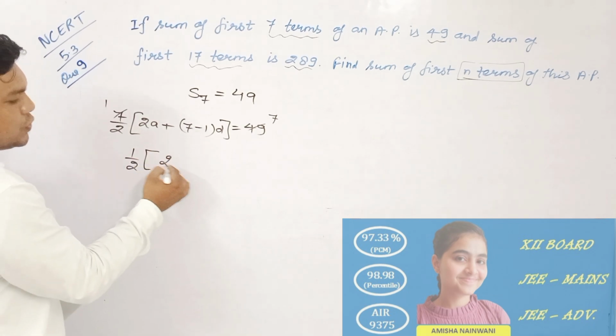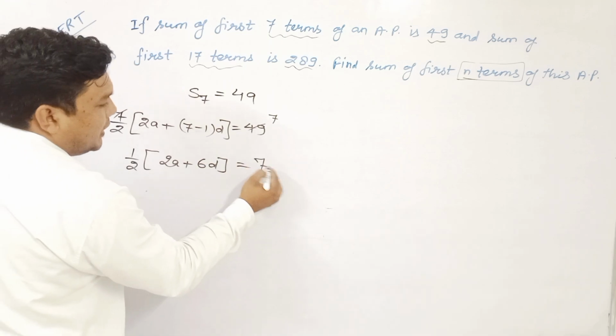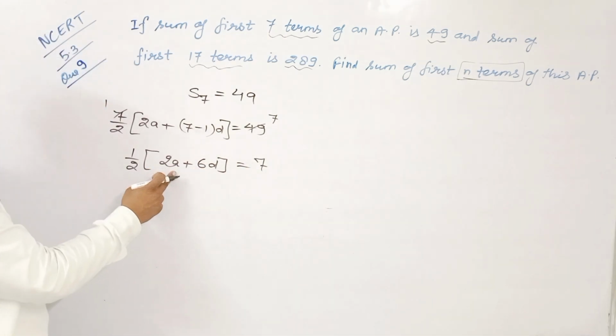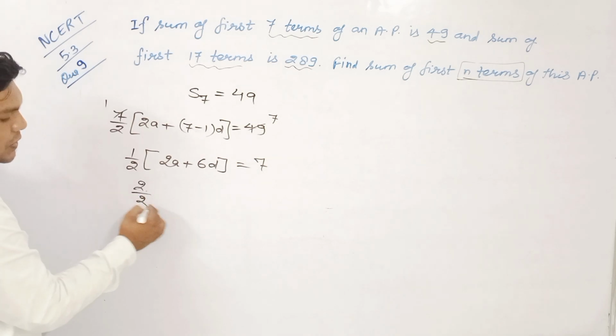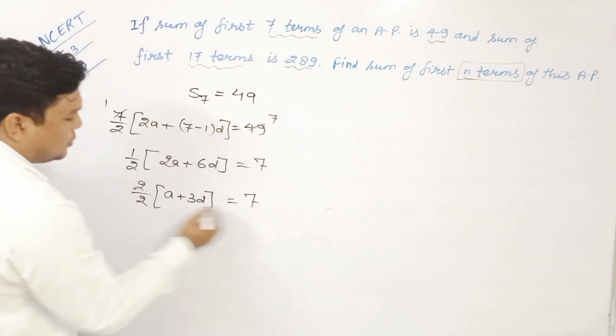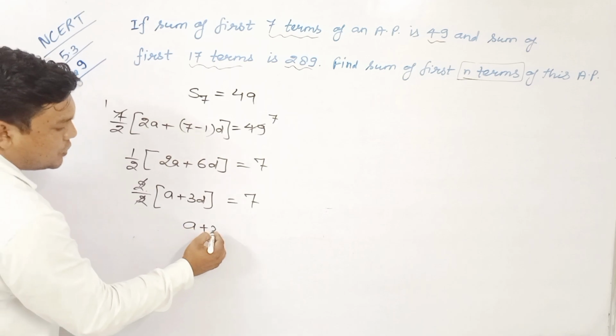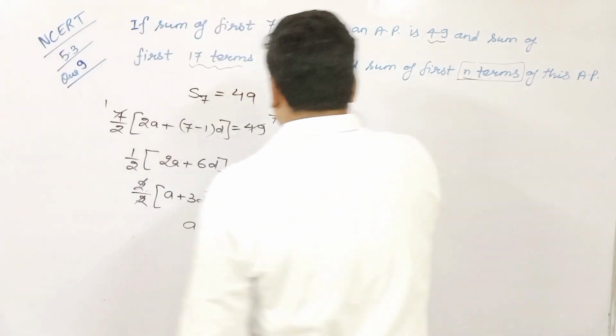1 upon 2. It is 2a plus 7 minus 1, that is 6d. It is 7. Now 2 can be taken out. From this, 2 is common. 2a plus 6d, so just take 2 out. It is a plus 3d is equal to 7. So 2 and 2 cancel, it is a plus 3d is equal to 7. Say it is equation 1.